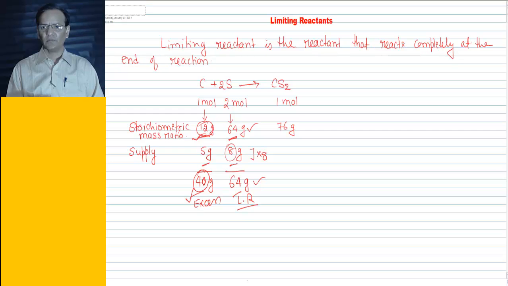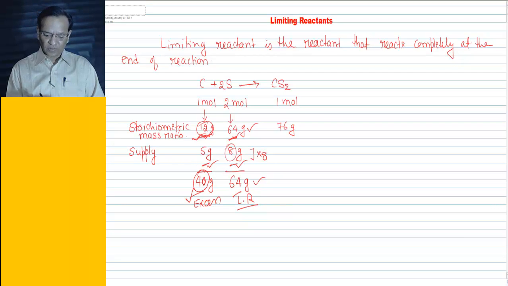So once again, write the stoichiometric mass, write the supplied mass, and try to make one of the supplied masses equal to a stoichiometric mass by multiplying with a constant factor. I have multiplied this supplied mass by 8 in order to make sulfur 64. Then the other mass, if greater than the required stoichiometric mass, is in excess. If that is less than the stoichiometric mass, then that is the limiting reactant.